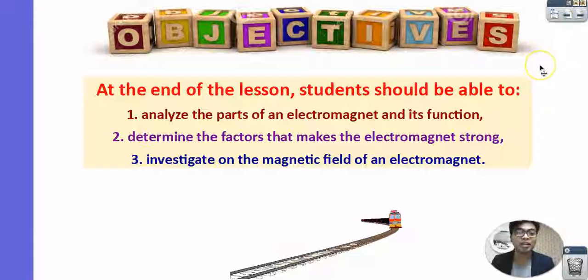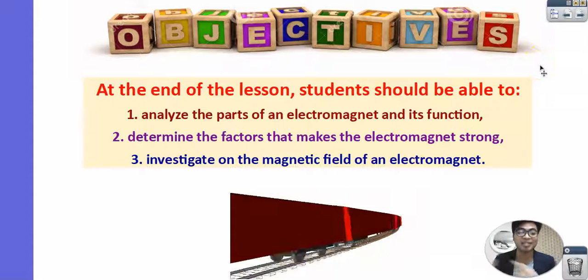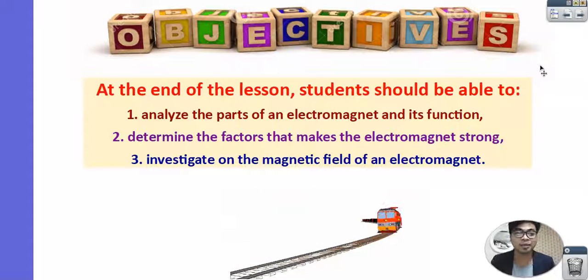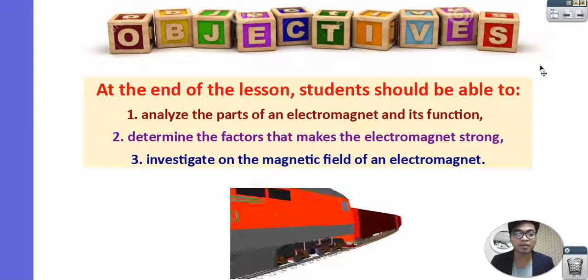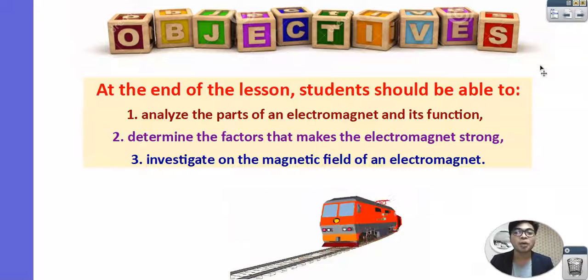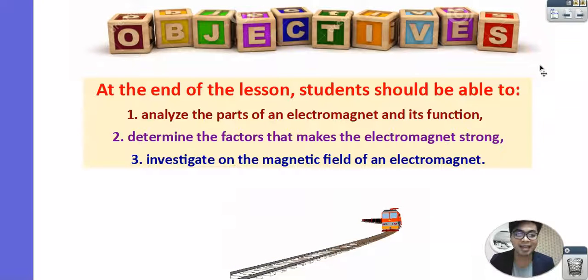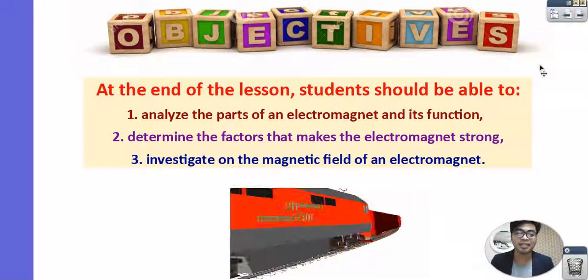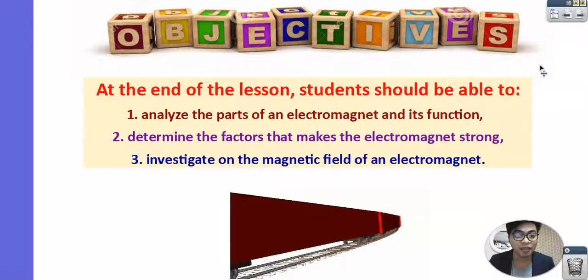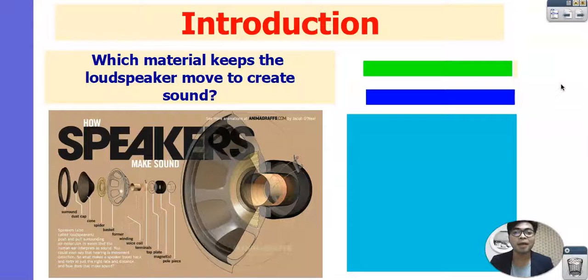And today we're going to learn the following. We're going to analyze the parts of an electromagnet, and you can see there the train and how it is related to the machines made by the train, but not that train. This is a different kind of train. I'm going to show it to you later. We're also going to determine the factors that make a strong electromagnet, and we're going to investigate the magnetic field of an electromagnet.